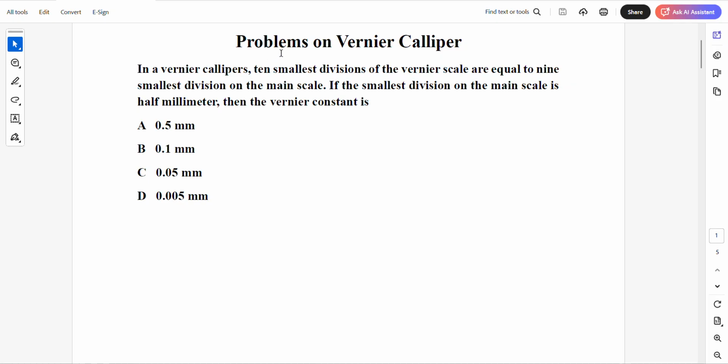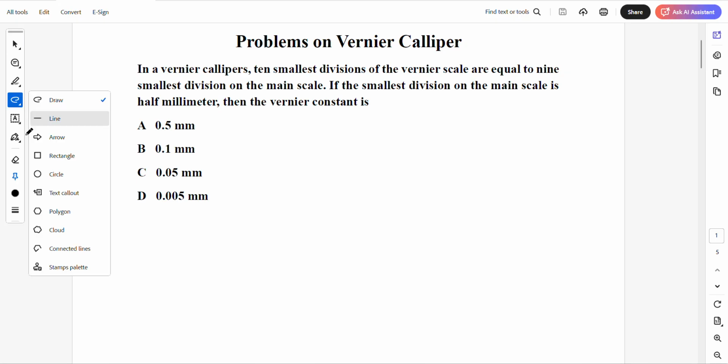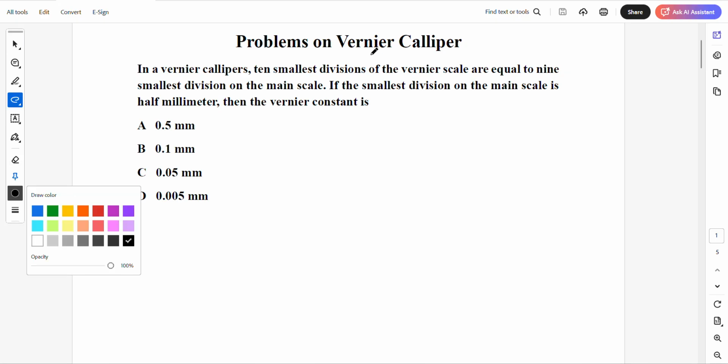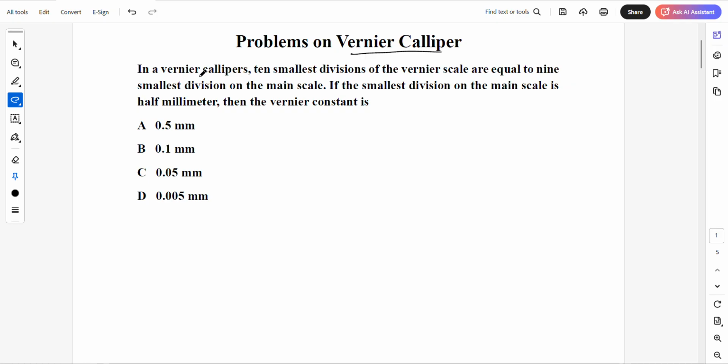Today we'll be seeing some important problems on the topic Vernier Caliper. This is the first problem. It is saying in a Vernier caliper, 10 smallest divisions of the Vernier scale are equal to 9 smallest divisions on the main scale. If the smallest division on the main scale is half millimeter, then the Vernier constant is nothing but what?